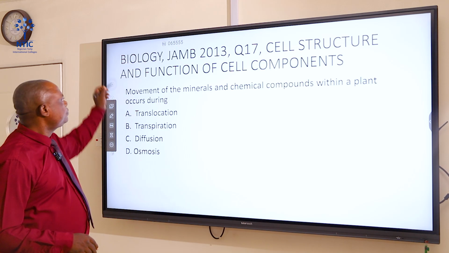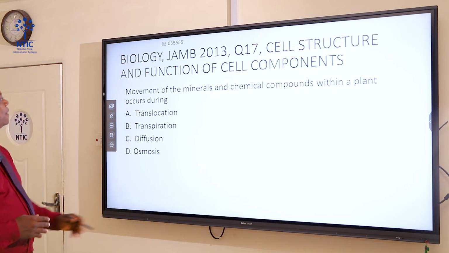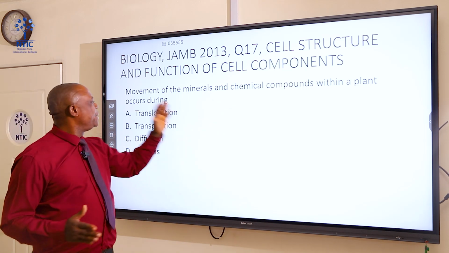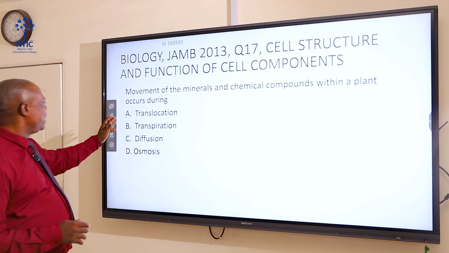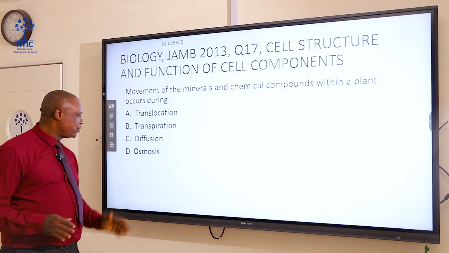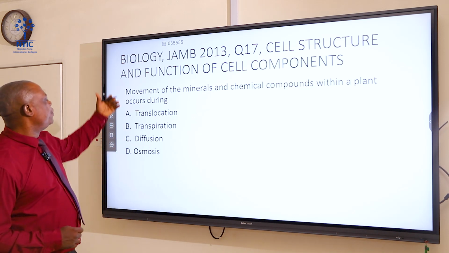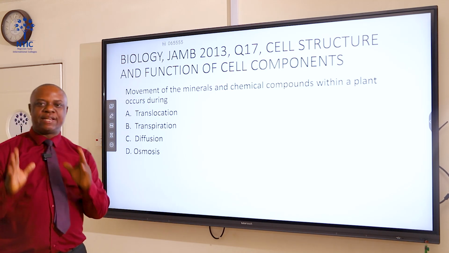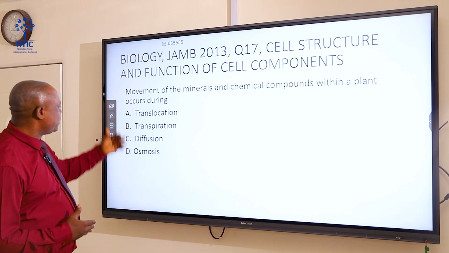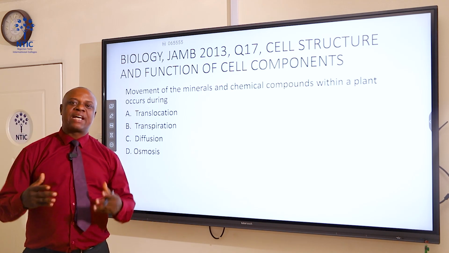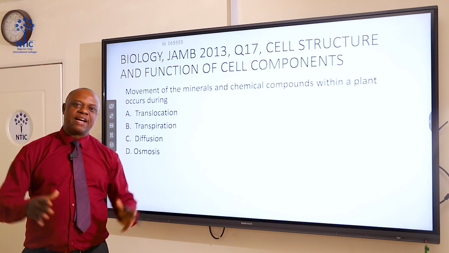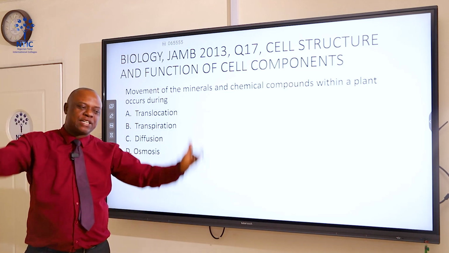Next question. Question number 70. Movement of the minerals and chemical compounds within a plant occur during: A, translocation. B, transpiration. C, diffusion. D, osmosis. When you look at the four options, you see that they all involve the movement of substances. The transpiration here is the movement of water out of the leaf of plant. That's the evaporation of water from the plant to the atmosphere.